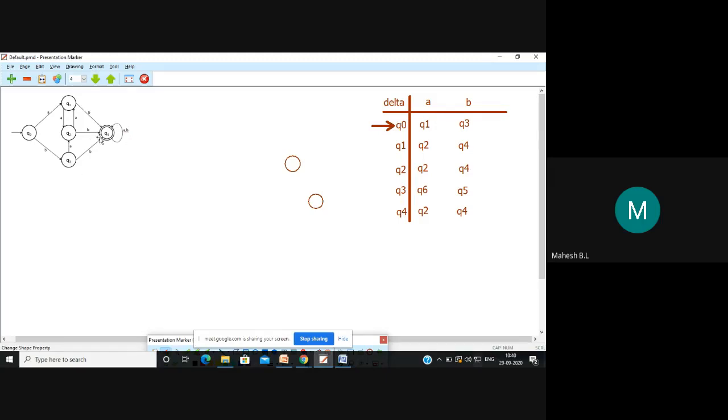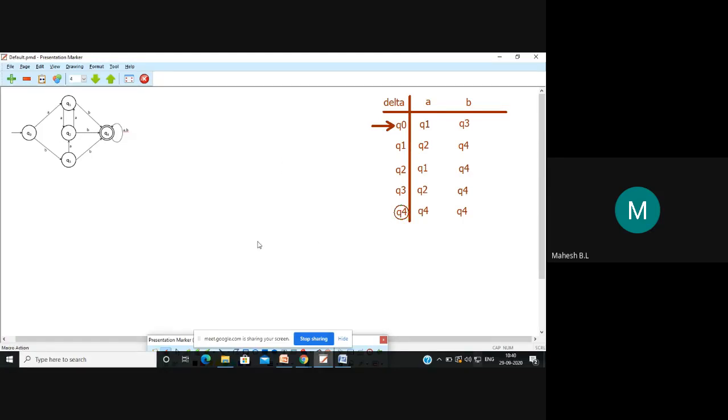Then Q2 on A is Q1. Q2 on B is Q4. Q3 on A is Q2. Then Q3 on B is Q4. Then Q4 is Q4 itself on both A and B. Here there is only one accepting state, that is Q4, and Q0 is the initial state.